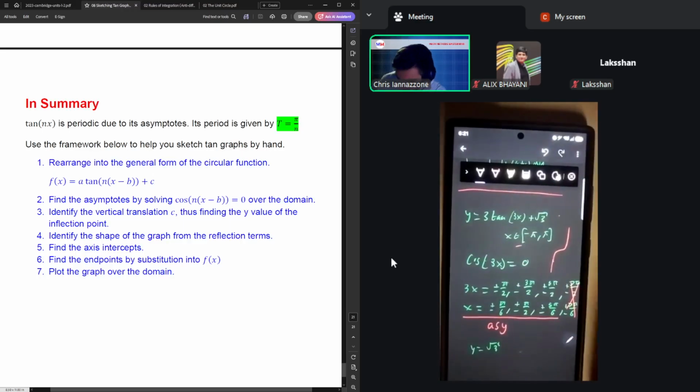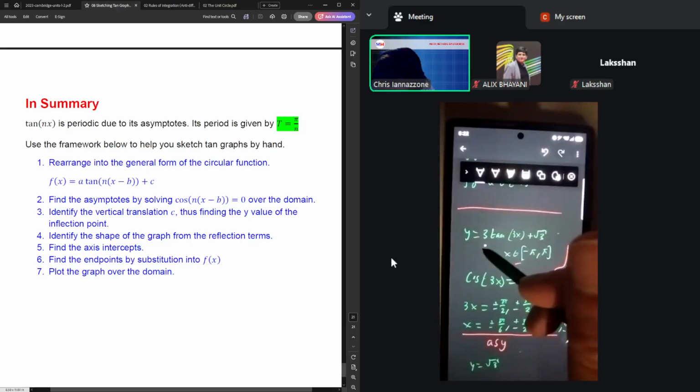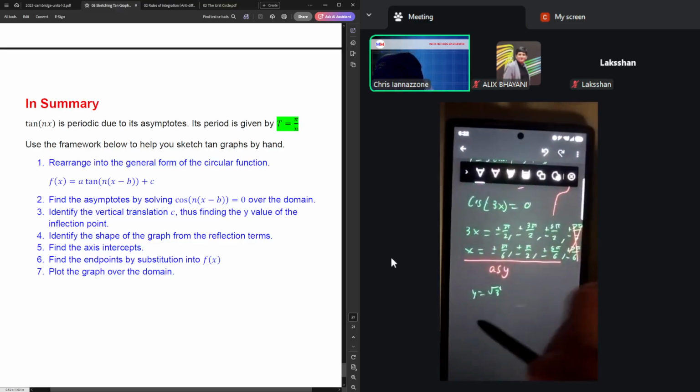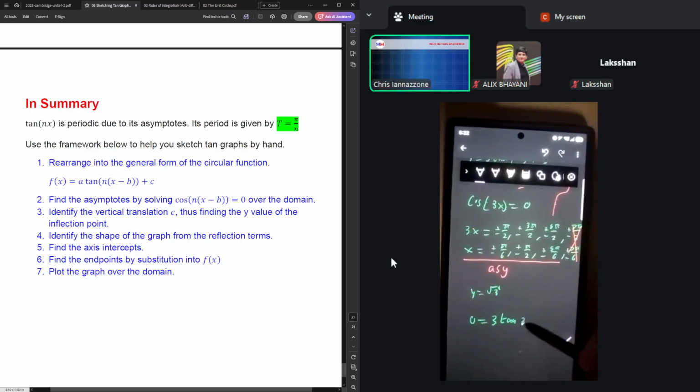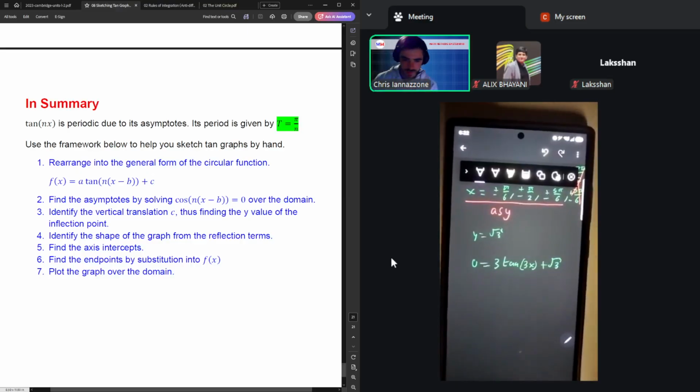Who can tell me how we find the x-intercepts of not just tan, but any function? How do we find x-intercepts of any function? Set them equal to 0. Set them equal to 0, precisely. Same thing works for tan. So in this case we have 3 tan 3x plus √3. We're now going to have 0 equals 3 tan 3x plus √3. And we're just going to solve this.